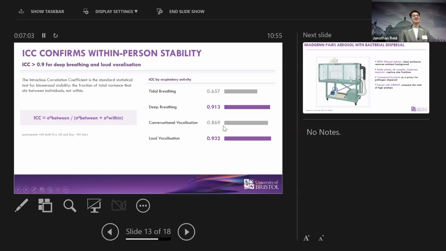Next, we did some statistical analysis, the intra-class correlation coefficient, which is the standard statistical test for bioaerosol stability. We found that deep breathing, conversational, and loud vocalization stayed quite consistent, with tidal breathing a bit lower, which makes sense as well, because tidal breathing is so low in its concentration, and is most easily affected by any noise.